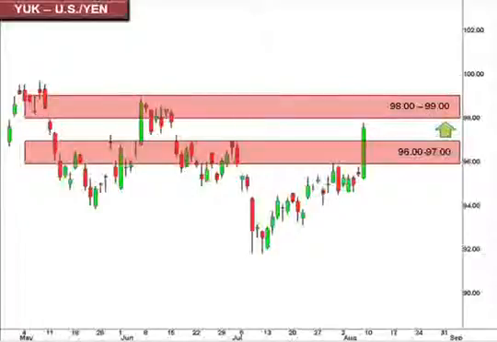After such a robust move, a pullback is a high probability, which will likely try to test the 96-97 level as support. Any upside follow-through brings the 100 to 101 level into play as a logical upside target.